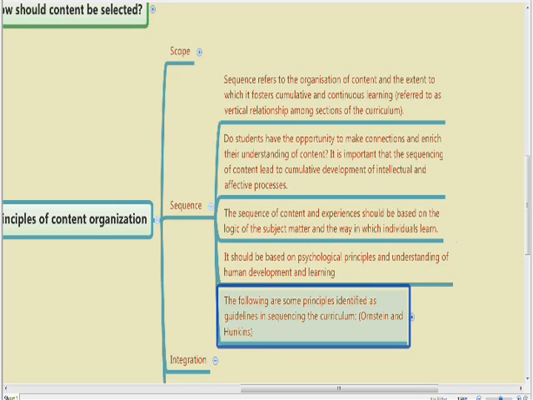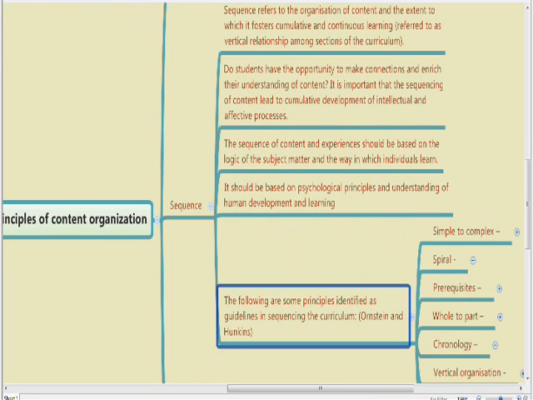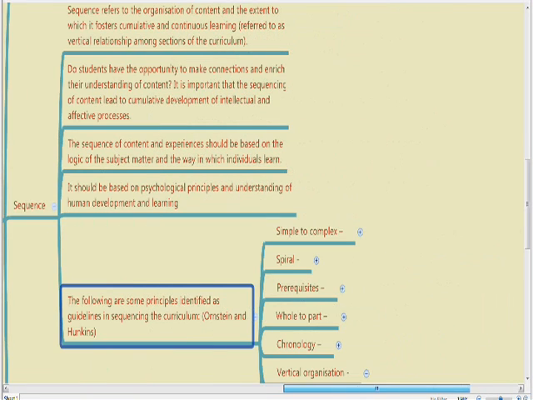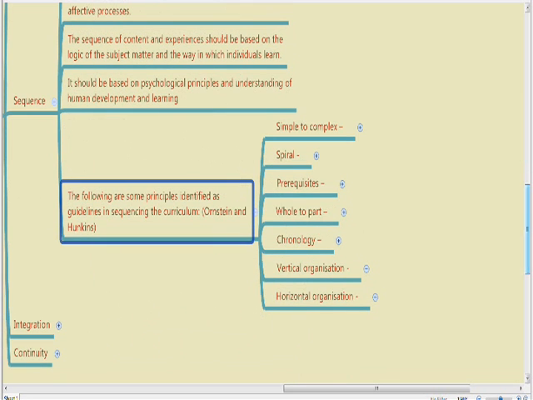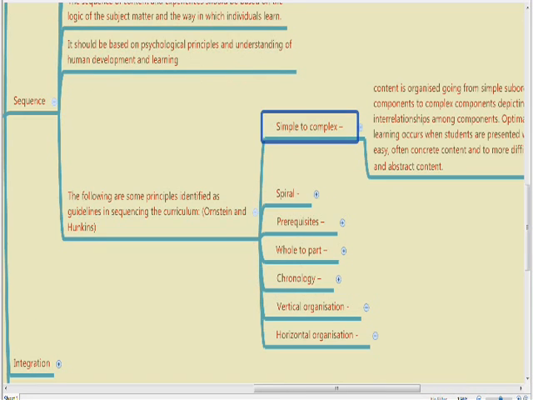And then the following are some principles identified as guidelines for sequencing. So these are the guidelines by Austin. Let's see what Austin talks about. Now, these are some basic principles. How do we organize content? The notion is it has to move from simple to complex. It should be organized from simple to complex, and basically it should cover from known to unknown.